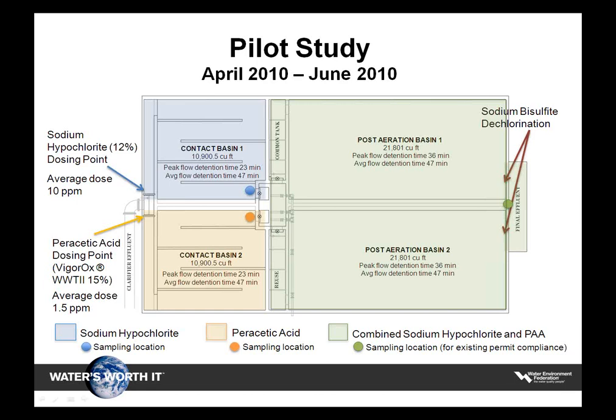Our pilot study was conducted from April through June 2010, and this diagram shows how we set up our trial study. So you can see that we had one contact basin disinfecting with 12% sodium hypochlorite and the other with 15% Vigrox peracetic acid. After the contact basins, the water combines into a common tank where we pump our reuse water from, and then it enters into the post-aeration basins. We did dechlorinate with sodium bisulfite just before our final effluent as part of our operational permit for the chlorine disinfection.